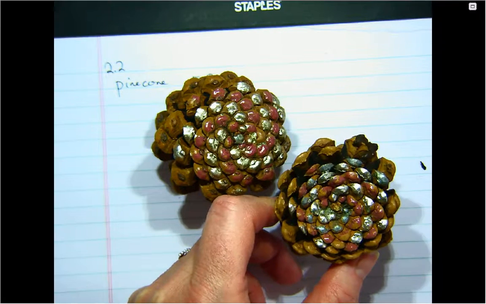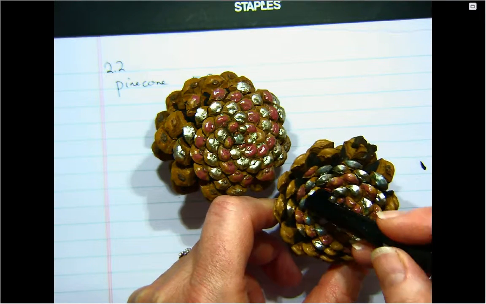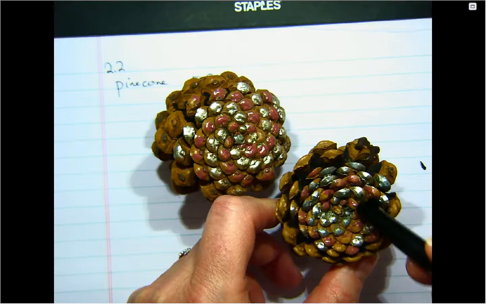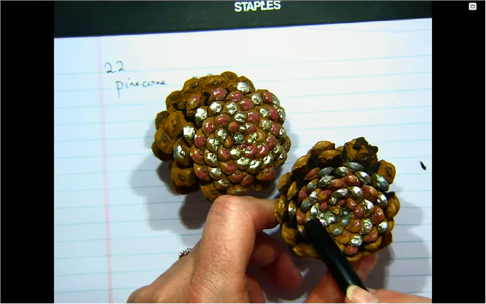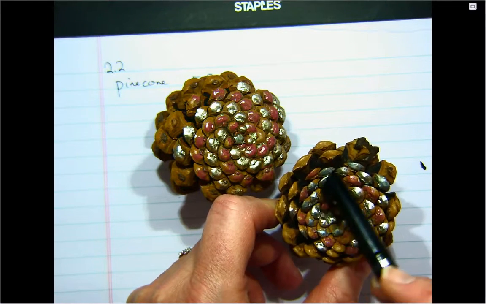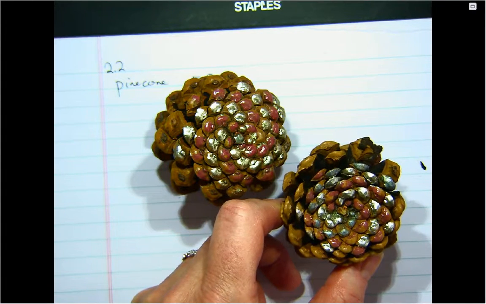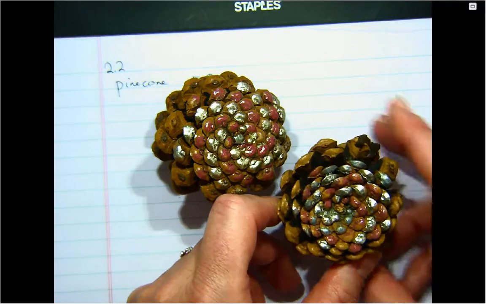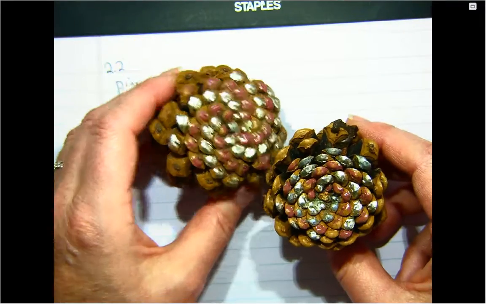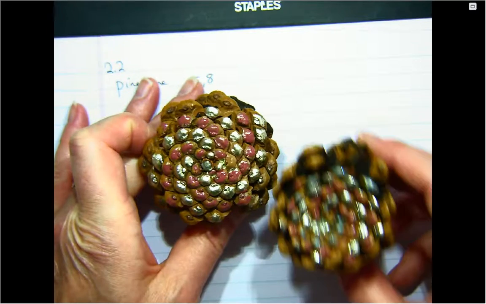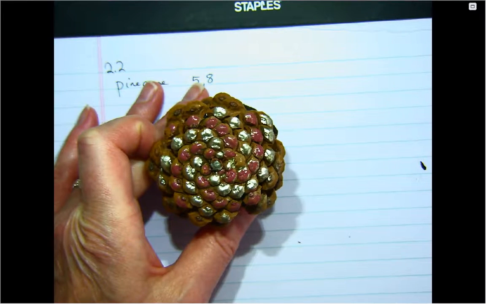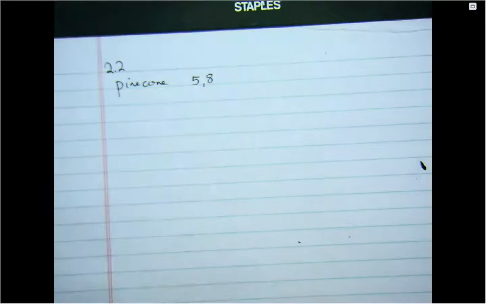Let's check. So we have 1, 2, 3 silver. These 2 are right next to each other. And 1, 2 brown. So 5 going clockwise, 8 going counterclockwise. The counterclockwise are easiest to see because you can alternate the colors. And if you have a pretty decent pine cone, you can pick that out.